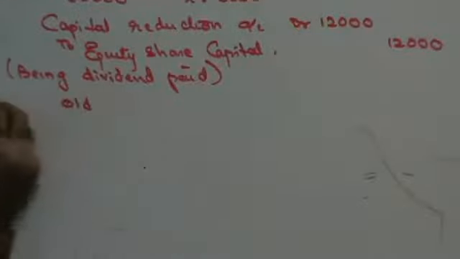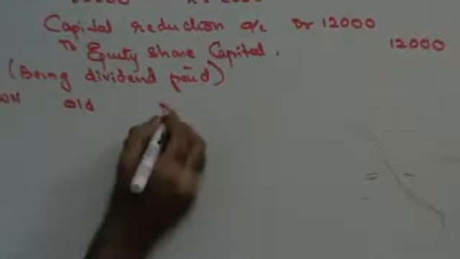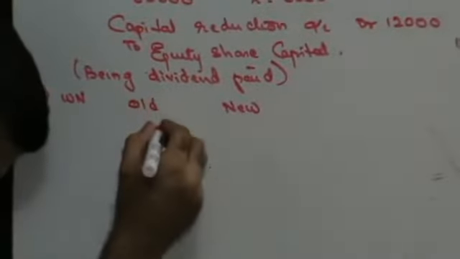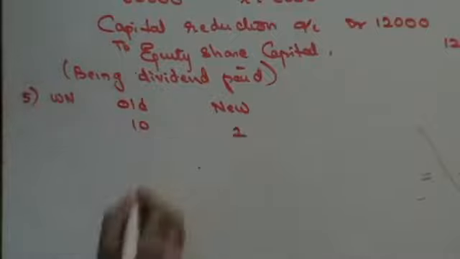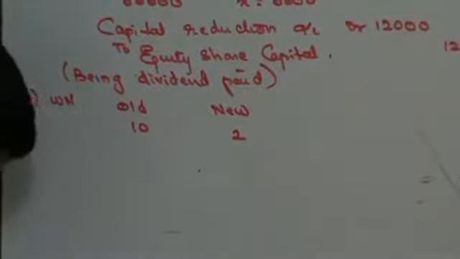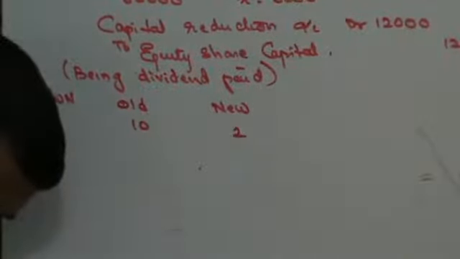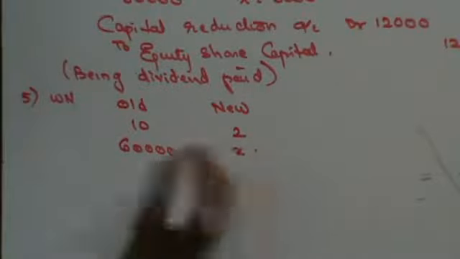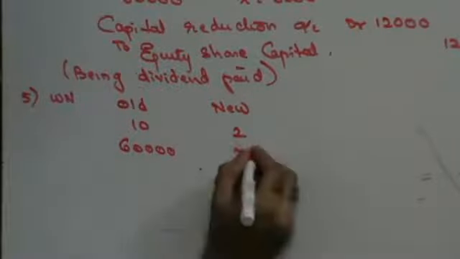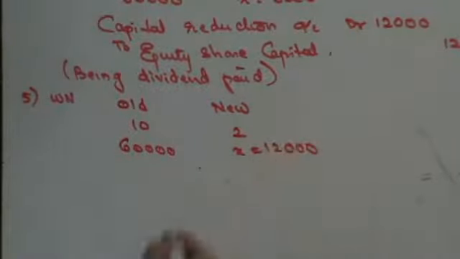For every 10 old equity shares, 2 new equity shares of rupees 2 are to be issued. How many old equity shares do I have? They are saying that I have 60,000 old equity shares. If I have 60,000 old equity shares, I'll be issuing 12,000 new equity shares.